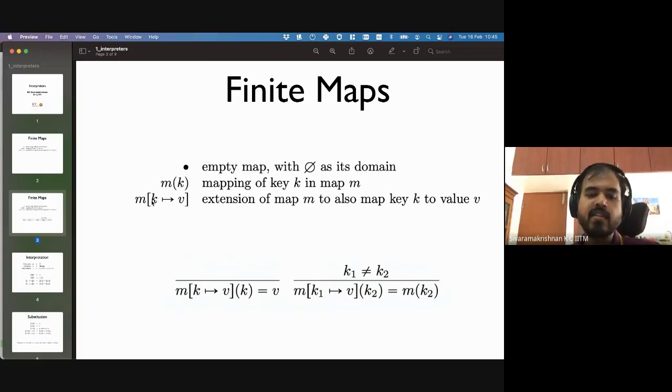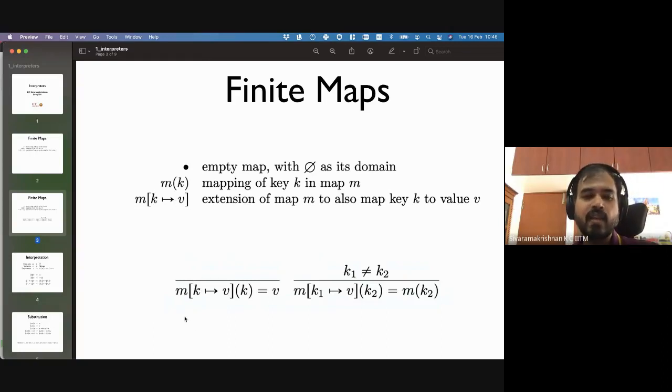If you want to think about it very operationally, the type of this would be: it takes a map, takes a key, takes a value, and returns you a new map. And the idea is that in this new map, if you ask what is the value of k, you'll get v.